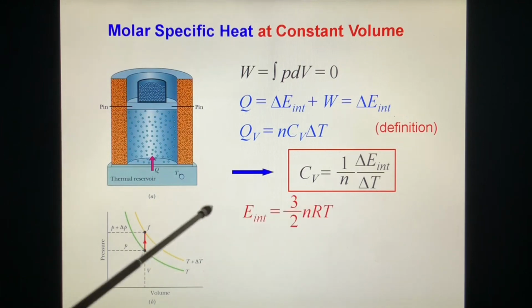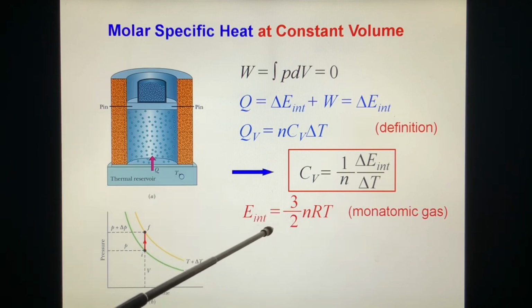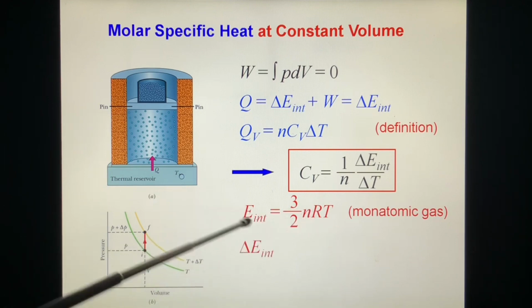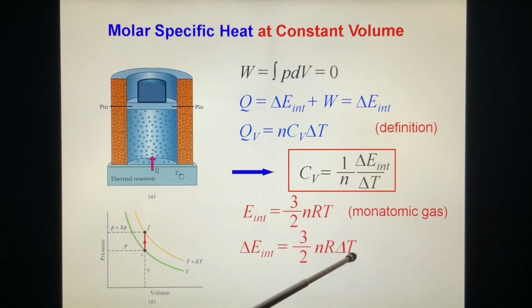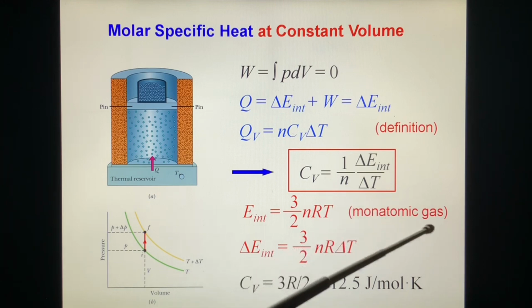And we know that E internal equals 3/2 nRT for a monoatomic gas. Then we put this in, and we get delta E equal to 3/2 nR delta T, and so C_V equals 3/2 R. This C_V is for a monoatomic gas.